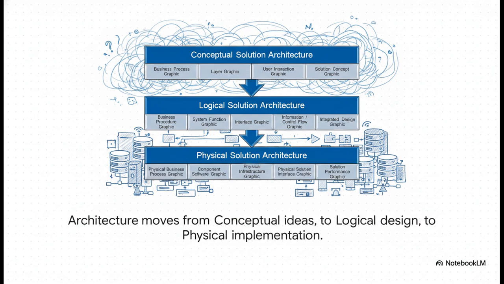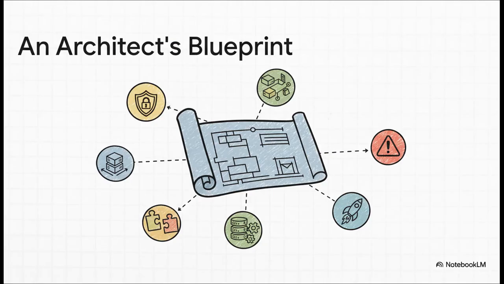Then they move down to a logical design where they map out how all the different software parts are going to talk to each other. And then finally, they create a physical architecture, which is the nitty-gritty plan for the actual servers, the networks, and all the hardware involved. And that blueprint, which is often a formal document called a solution architecture document, is incredibly detailed.